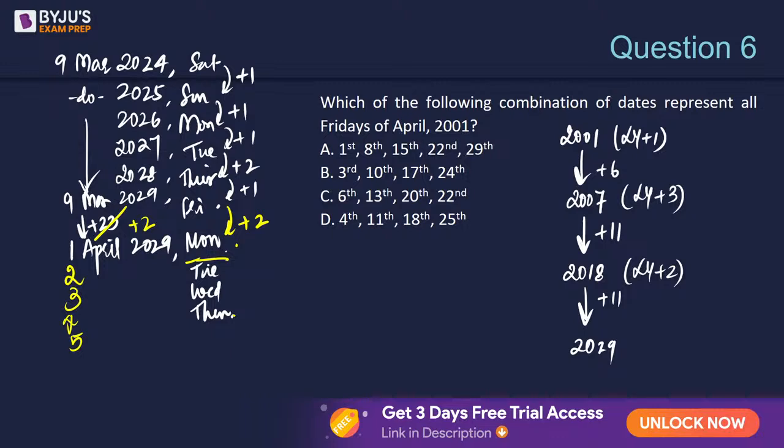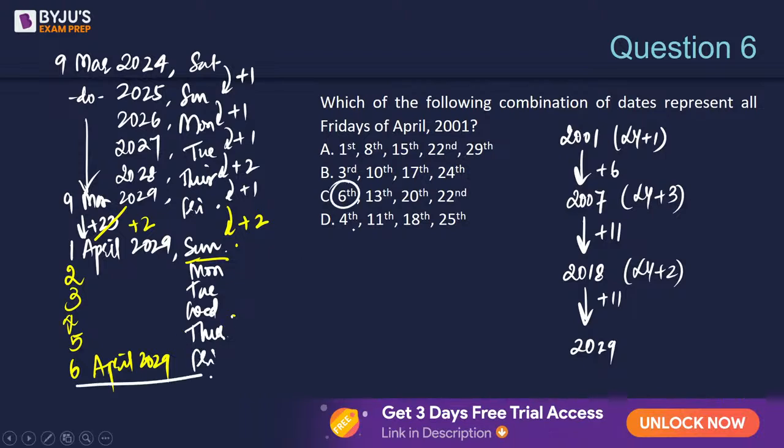Friday +2 is going to be Sunday, right? Then 2nd is going to be Monday, 3rd is going to be Tuesday, 4th is going to be Wednesday, 5th is going to be Thursday, and 6th of April 2029 is going to be Friday.